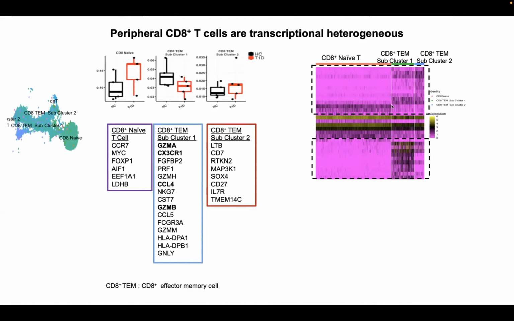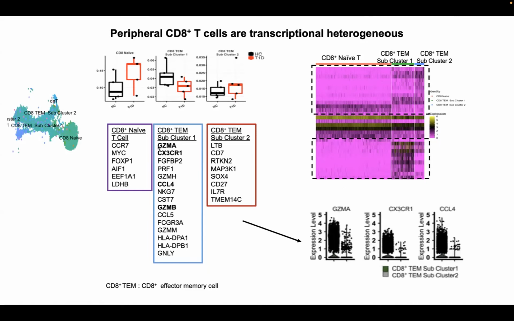And even within those 2 clusters, you can further do a differential expression analysis. You find cytotoxic genes like GZMA, GZMB, and CST7, CCR1, these genes show high expression in one subcluster when compared to another. So this shows us that the heterogeneity issue really exists in those peripheral cells.